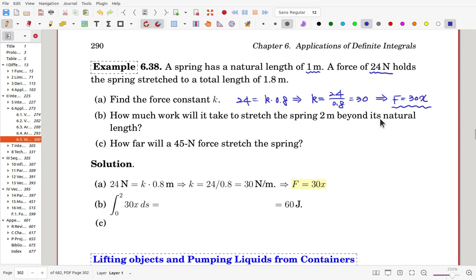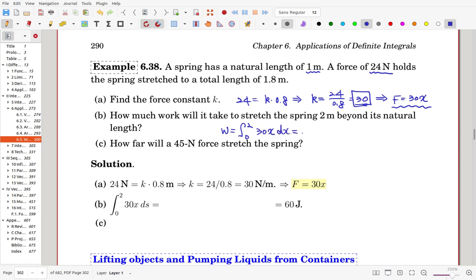How much work? Of course, the required quantity is this one from part A. How much work will it take to stretch the spring 2 meters beyond its natural length? Now the work is beyond the natural length. That means the perturbation is from 0 to 2, and the force is 30x.